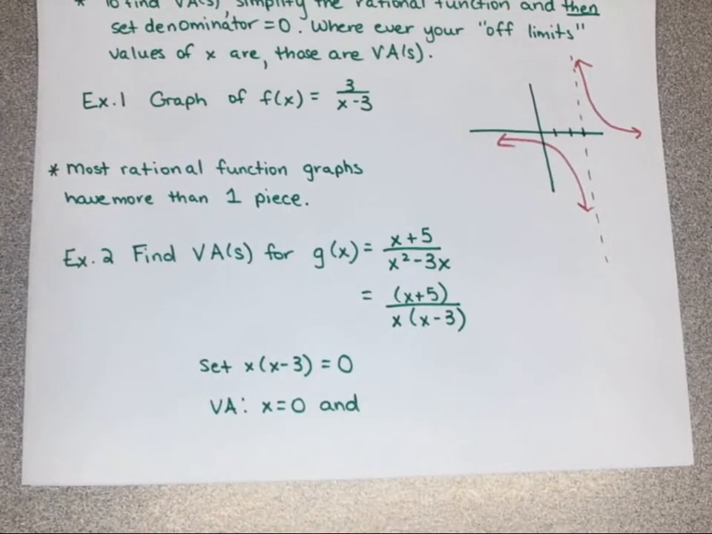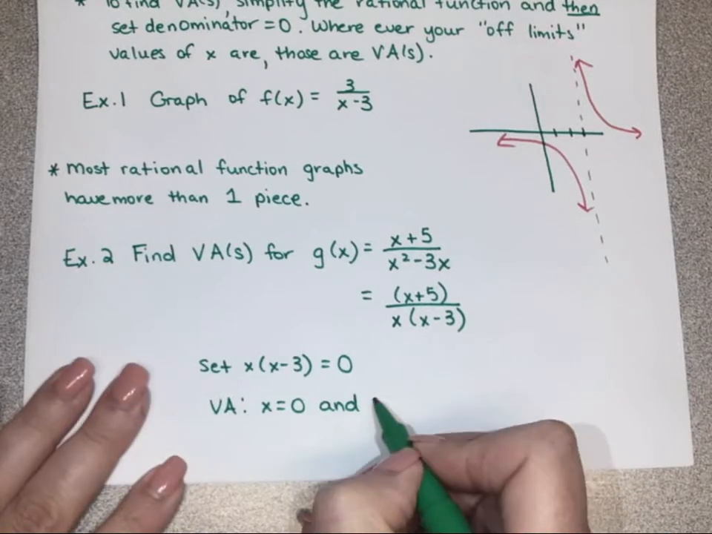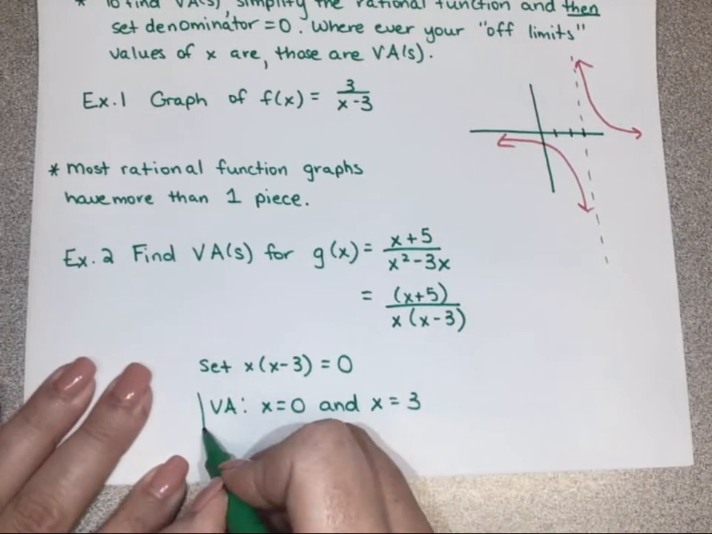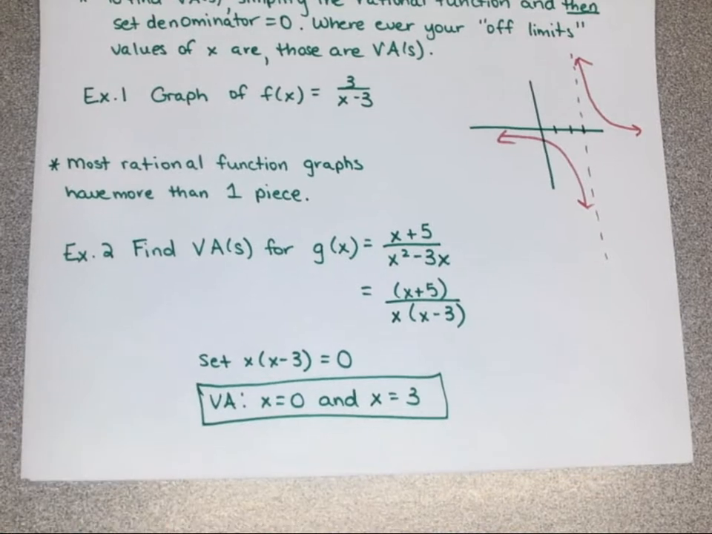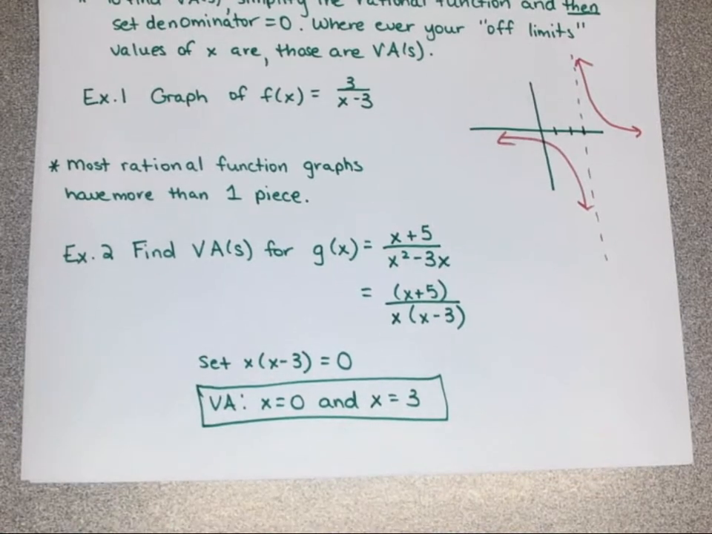If you set x minus 3 equal to 0, what do you get? 3? Okay, so you just set each of those parts equal to 0. So the very spots where the off-limits values would be is actually where there would be asymptotes.